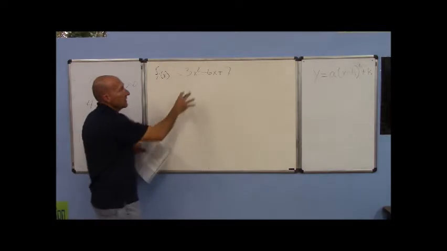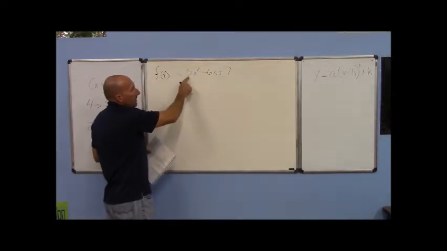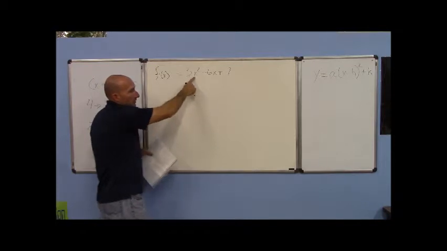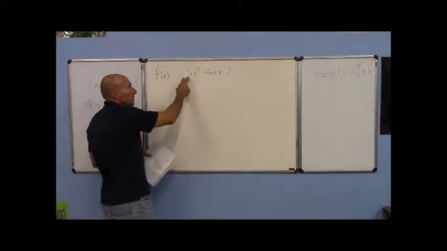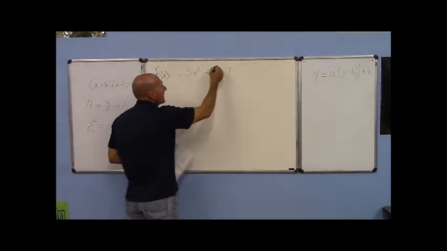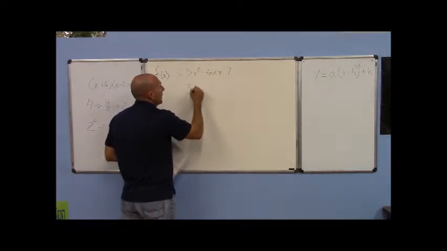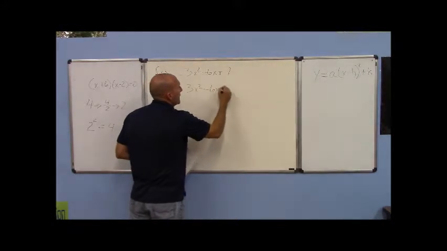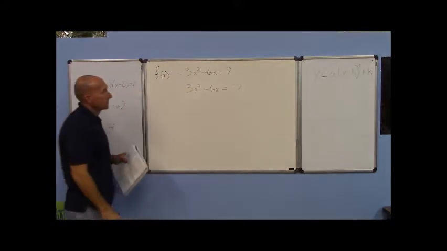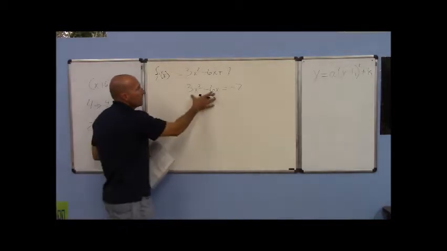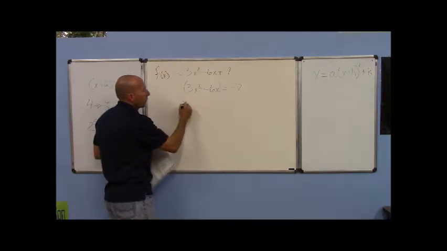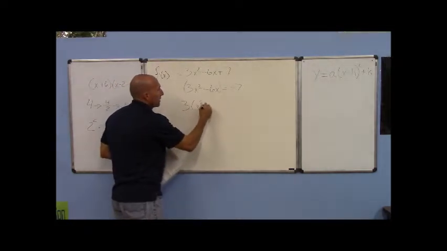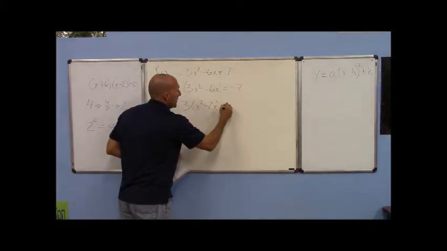What makes our life a little bit easier is if we can avoid having a constant attached to this x squared, because whenever it comes time to factor, it makes things simpler for us. And we notice here that 3x squared minus 6x equals minus 7, well then we can factor out a 3 out of this part right here. So we can have 3 times x squared minus 2x equals minus 7.